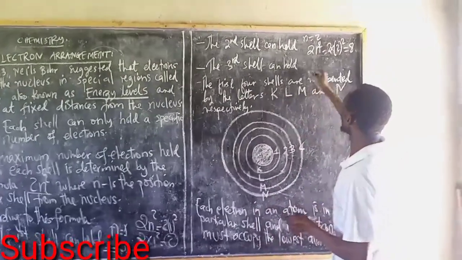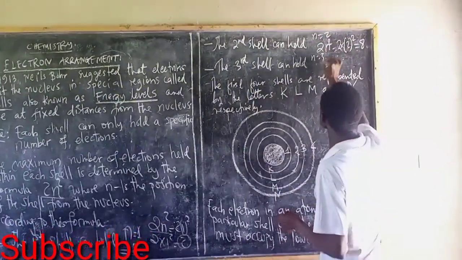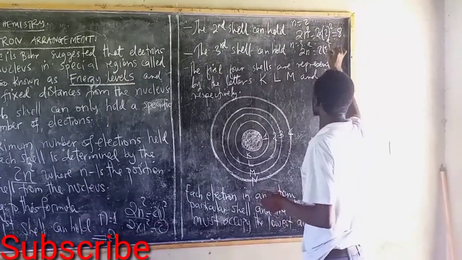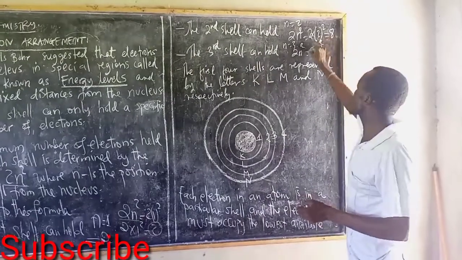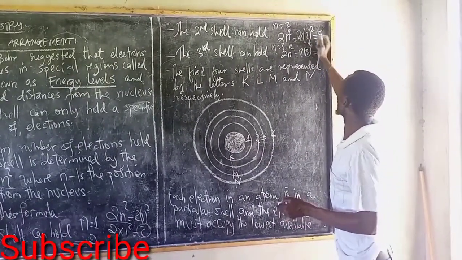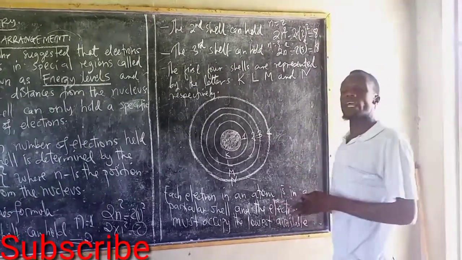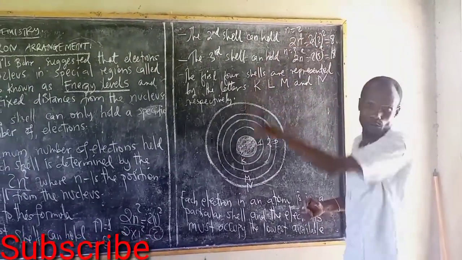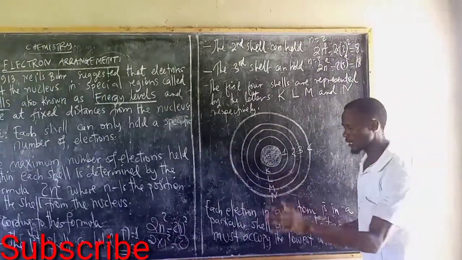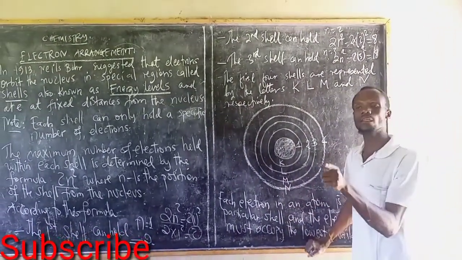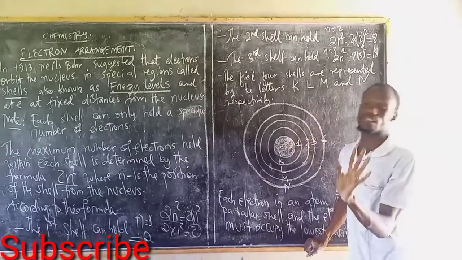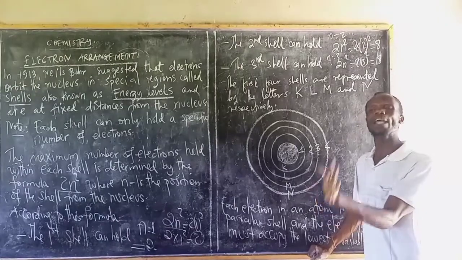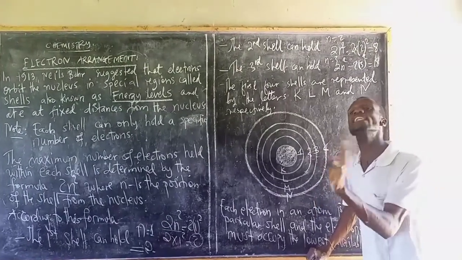And for the third shell, n is equal to 3. That is 2n squared, so 3 squared is 9, times 2 is 18. So we have 18 as the maximum number of electrons occupied in the third energy level. It may be less than 18, but not greater than 18, because the capacity of the third energy level is only 18 electrons.